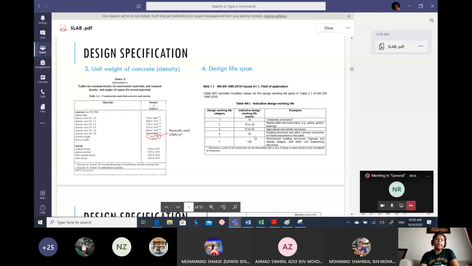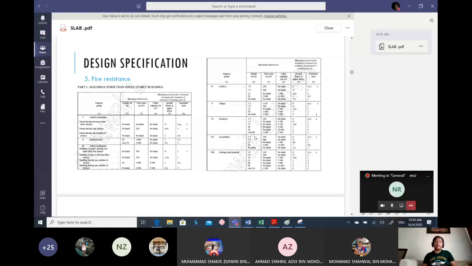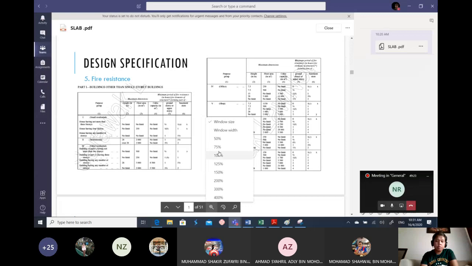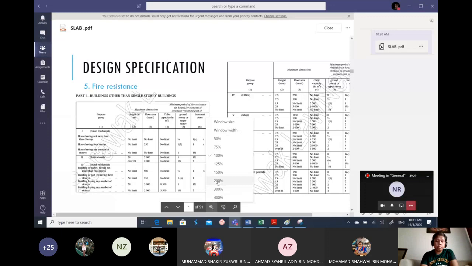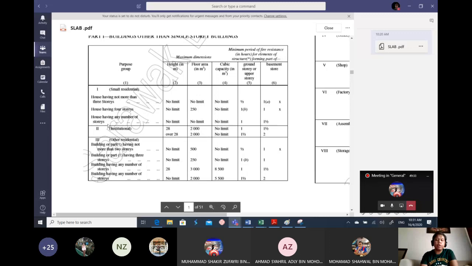Okay, and then design specification, ini adalah untuk fire resistant. Ini contoh yang saya tengok daripada Sarawak Law. So dia bergantung kepada types of building. Nanti kamu boleh tengok sendiri dekat kamu punya nota, you boleh download dan tengok lah. Contoh dia kalau macam ni, house having 4-story, saya try besarkan sikit. House housing 4-story, fire resistant dia untuk basement adalah 1 jam.